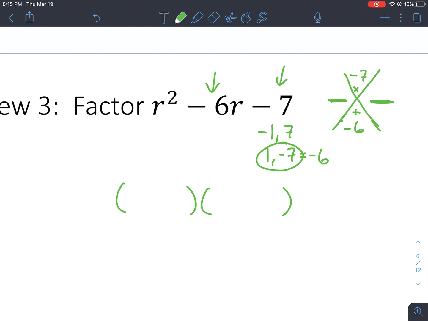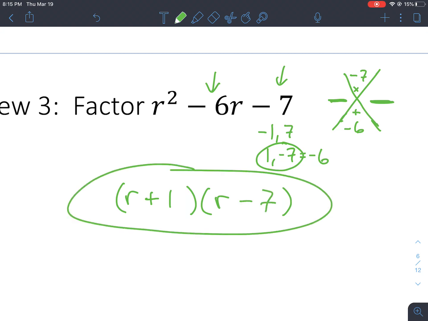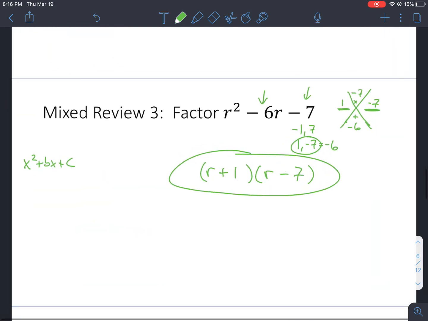Therefore, when I go to factor this, I'm going to have r plus 1, and then I'm going to have r minus 7. When I double distribute, r times r is r squared. r times negative 7 is negative 7r, but then I would be adding 1r to that to get the negative 6r, and then positive 1 times negative 7 is our negative 7.